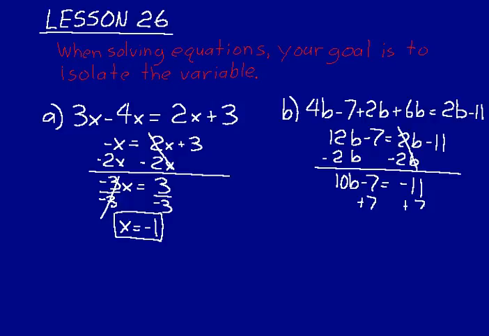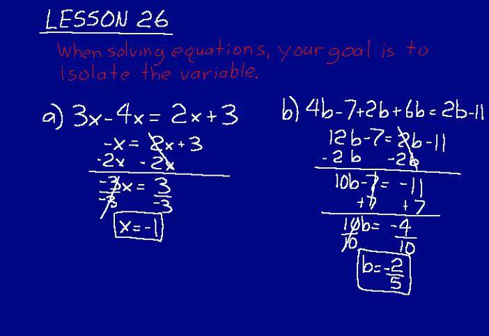Use the addition rule to get rid of that negative 7 on the left, and we have 10B is equal to negative 4. Now use the division rule to get rid of the 10, and so that cancels on the left. On the right, negative 4 over 10 can simplify down to negative 2 over 5. And so B is equal to negative 2/5.